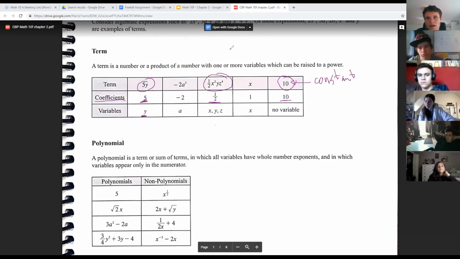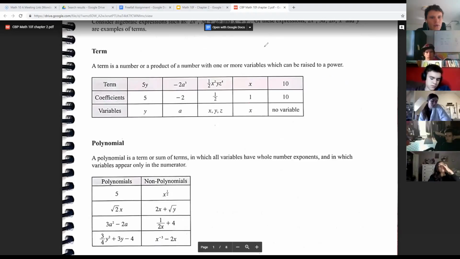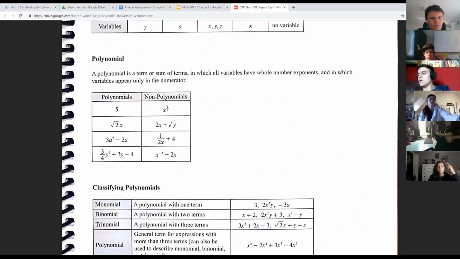We'll look as well at this one here. This is x. The coefficient is that invisible 1. We go 1 times x, and the variable is x. Let me know if you folks have any questions as we go.